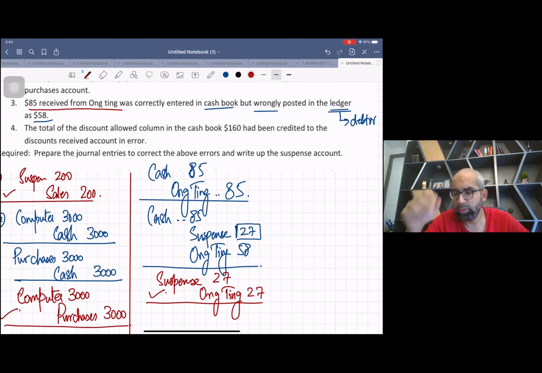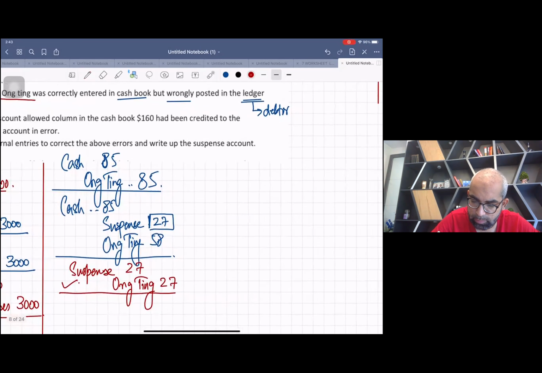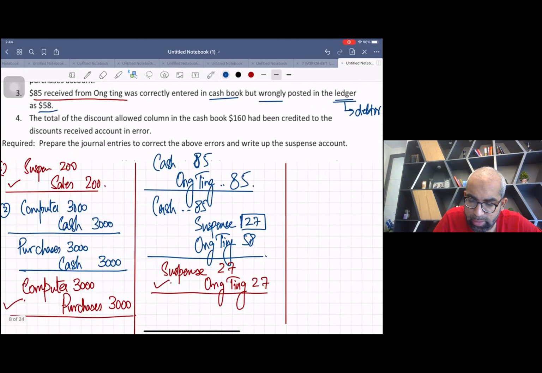Now the last one, which we all know, the very famous discount entries. The total of the discount allowed column in the cash book is 160. Now hold on. First, make the first entry.